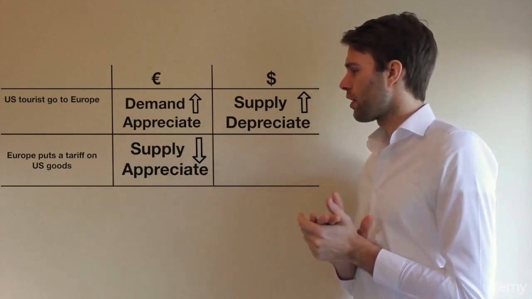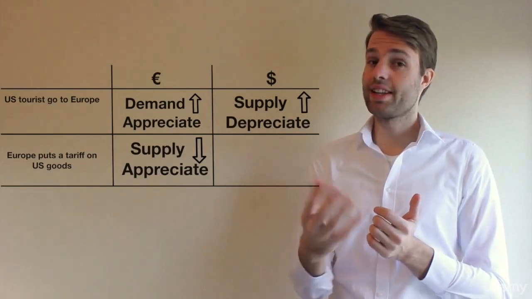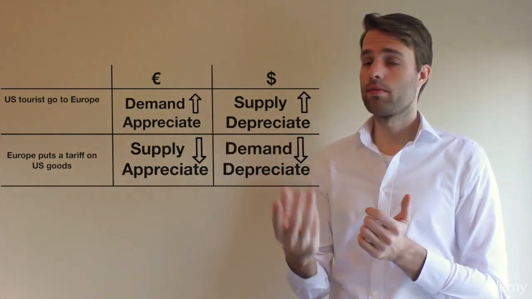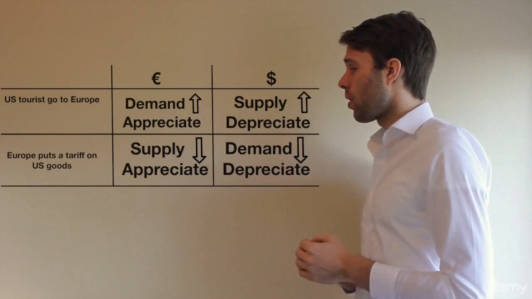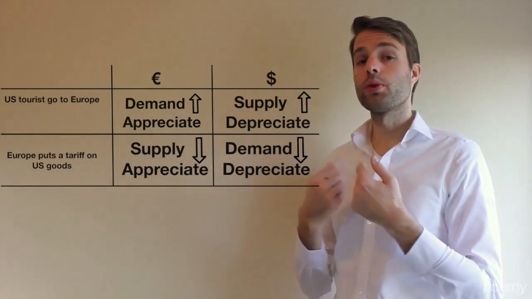What happens to the US dollar then? Well, if Europeans buy less American goods, there's less demand for the dollar. So the demand for the dollar will go down. And when the demand for the dollar goes down, the currency will depreciate.